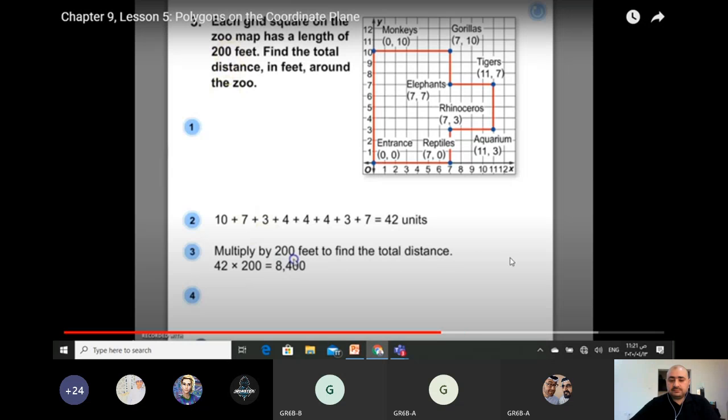Continue. Total perimeter in feet, 8,400 feet.